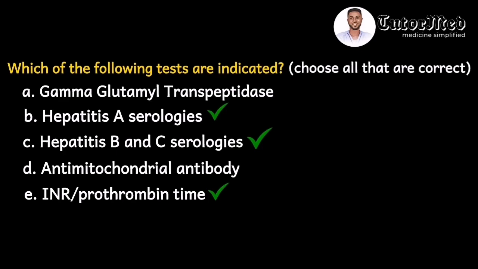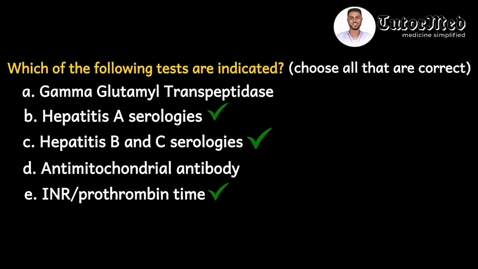INR, or prothrombin time, is a measure of the synthetic function of the liver, and it is typically deranged in acute liver injury. It should be monitored in patients with severe hepatitis, which this patient is likely to have. And also in patients with acute liver failure, INR needs to be monitored. GGT is not indicated in this patient because the ALP was within normal range, and so there is no need to differentiate whether it comes from the liver or from other sources.